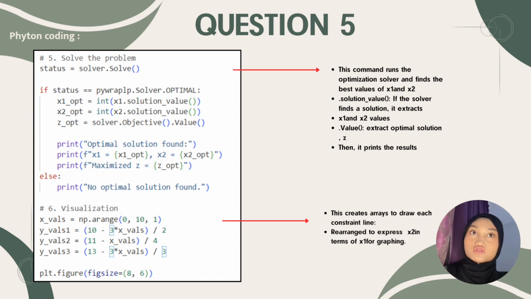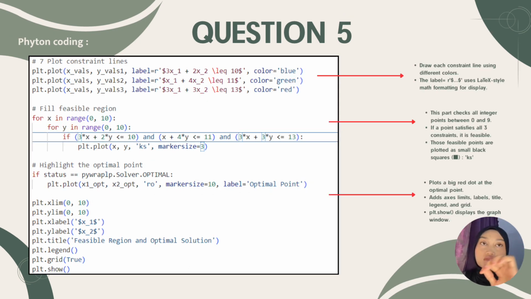Next, for lines 37 to 43, it's for visualization, which is to create arrays to draw each constraint line and rearrange to express x2 in terms of x1 for graphing. Next, from line 45 to line 48, we plot the constraint lines, where we use a command to draw each constraint line using different colors. Next, for lines 50 to 54, it shows the feasible region, where this part checks all integer points between 0 and 9, and if a point satisfies the 3 constraints, it's feasible. And those feasible points are plotted as black squares or prime kx.